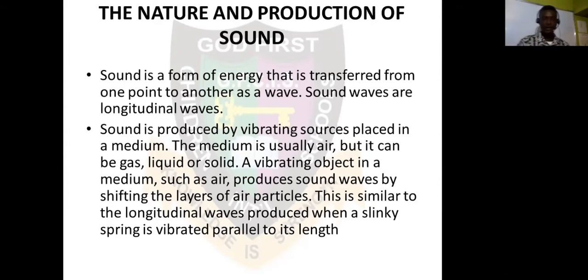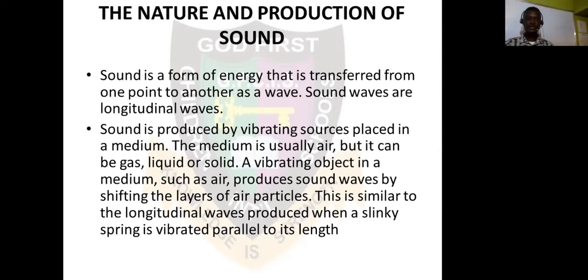Okay, now, having said that, sound is produced by vibrating sources placed in a medium. We've said that before. For sound wave to occur, there must be a vibrating source. There must be something disturbing the air molecules to propagate that sound or carry that sound or let the sound travel to a particular hearing. So the medium is usually air. Yeah, that's common. The air is a common source of what? Propagation, or the medium by which sound wave travel. But it can be gas, liquid, or solid.